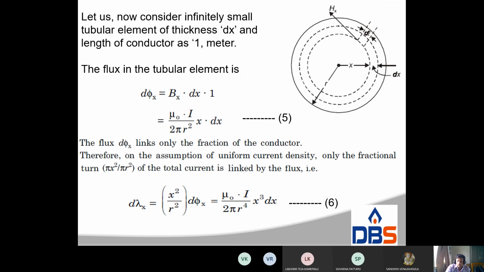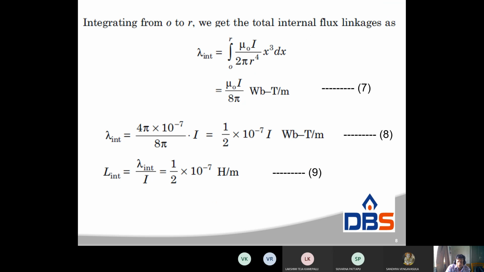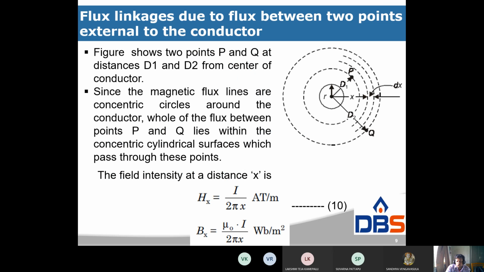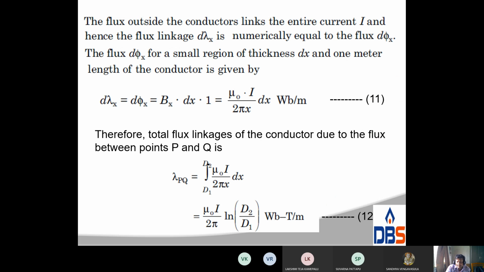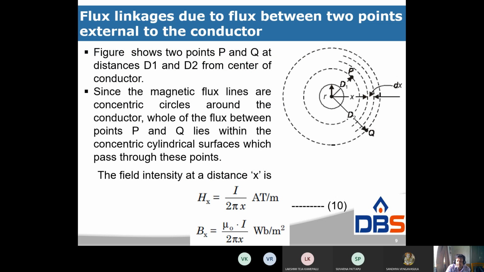So the important value, what is the r dash value? 0.7788 r. So therefore the total flux linkages are 2 into 10 power minus 7 I ln d by r dash Henry per meter. Therefore to find inductance, inductance is nothing but flux linkages by current. So I cancels, remaining term is 2 into 10 power minus 7 ln d by r dash Henry per meter. So very important. The inductance of single phase is 2 into 10 power minus 7 ln d by r dash Henry per meter.